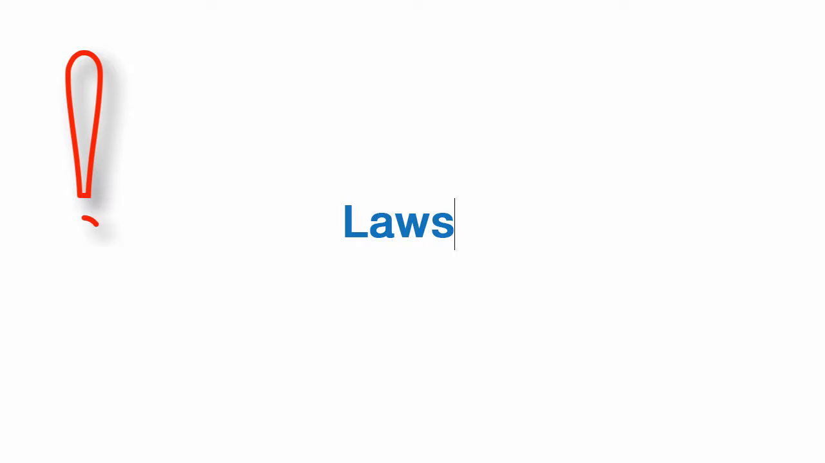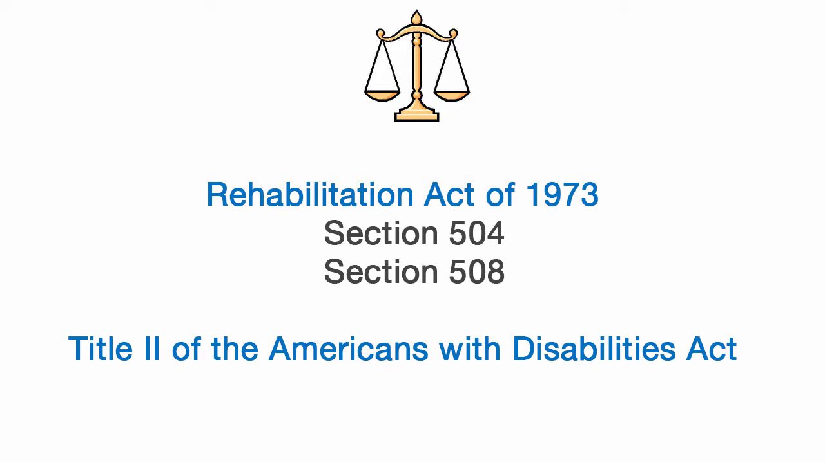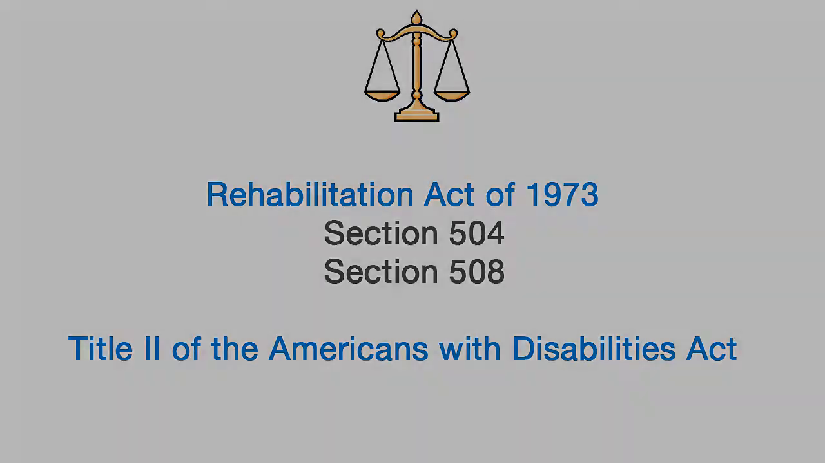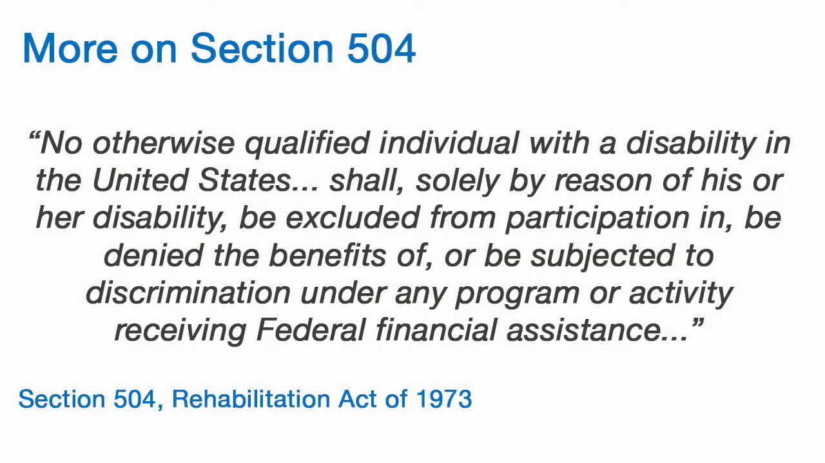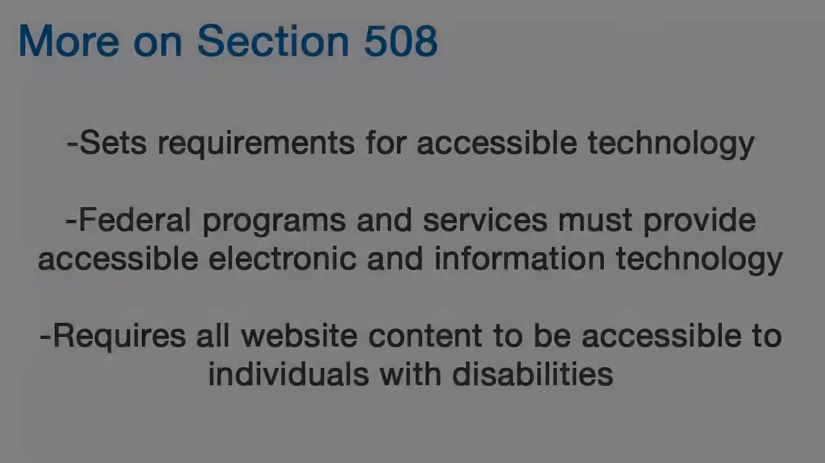There are a few laws to be aware of regarding accessibility. These laws are Section 504 and Section 508 of the Rehabilitation Act and Title II of the Americans with Disabilities Act. Section 504 is a civil rights law that protects individuals with disabilities from discrimination and pertains to federal funded programs, agencies, K-12 schools, and higher education institutions.